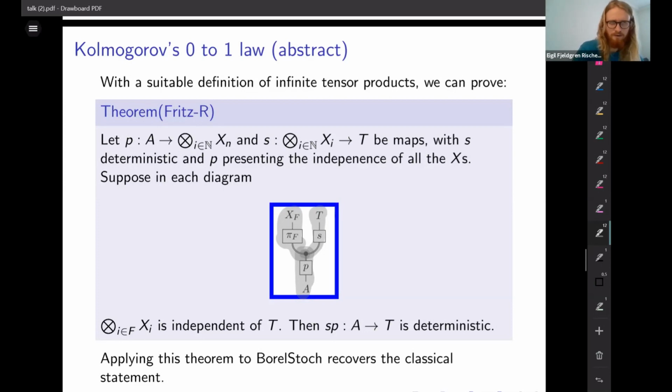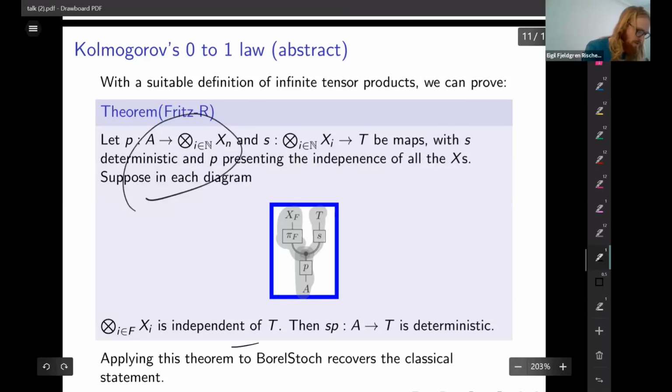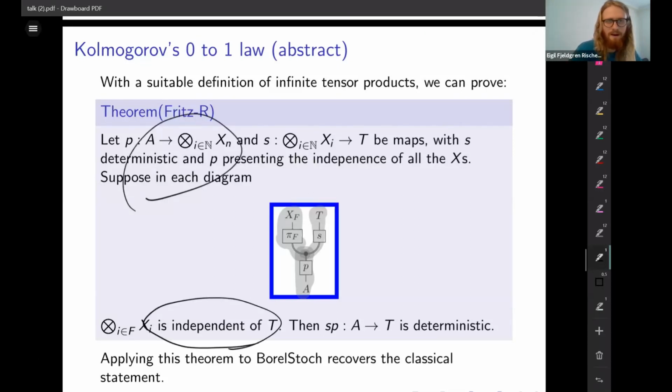In each diagram like that, this xf is independent of T. So this is the abstract formulation of the assumptions in the Kolmogorov theorem. You have an infinite family of variables, and it's independent of this thing that depends on it. Or sorry, I should say each finite subset is independent. And then the theorem says that this composite is deterministic. We can recover the classical statement for standard Borel spaces, which is a bit weaker than the standard statement, but it's all we can do because the full category of measurable spaces doesn't have Kolmogorov products. So that's just tough luck. But we can recover this for Borel spaces by specializing this to Borel stoch.